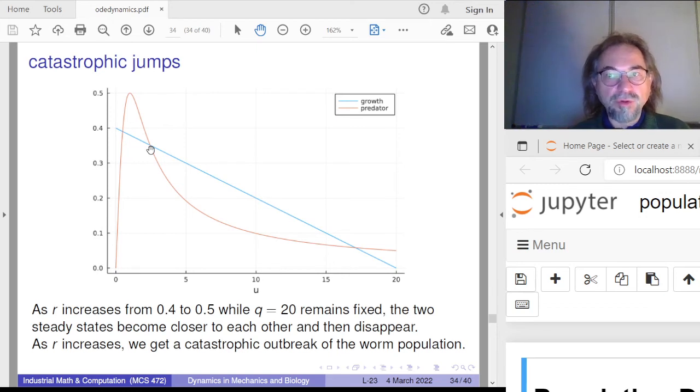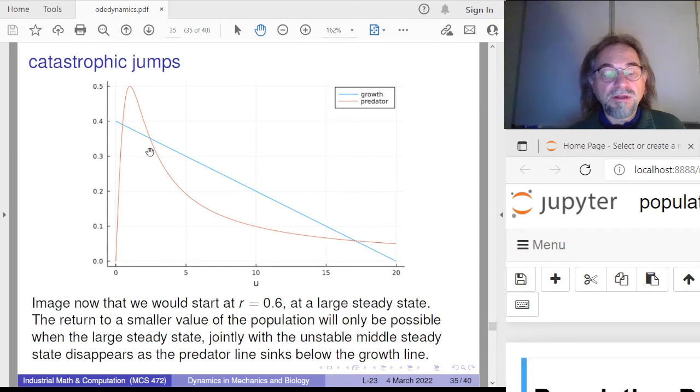So that means that if the growth rate grows, then instead of having three equilibria, you will have only one equilibrium, and that's the one here where you have the large number of worms. So if the birth rate grows, then you get a catastrophic outbreak of the worm population. So you either go to the left or you go to the right from this unstable equilibrium.